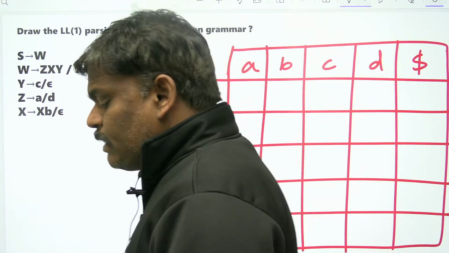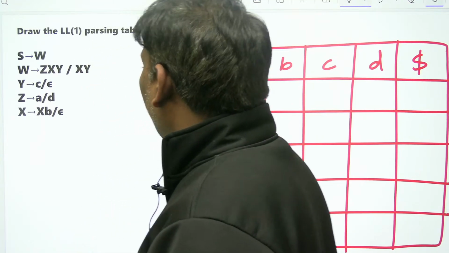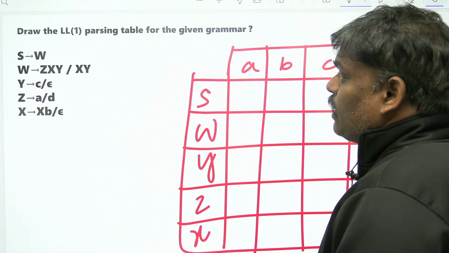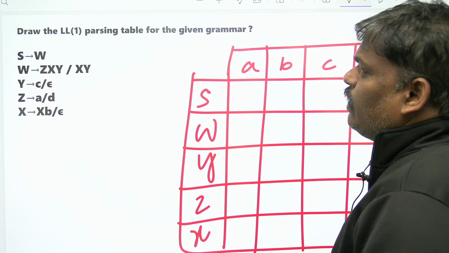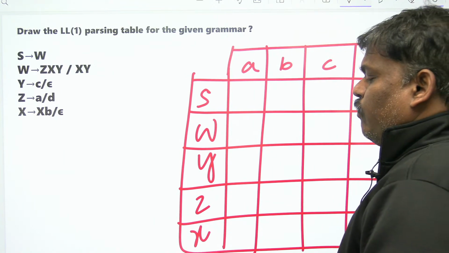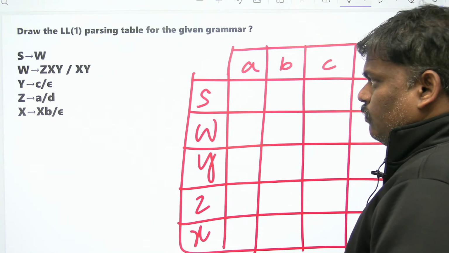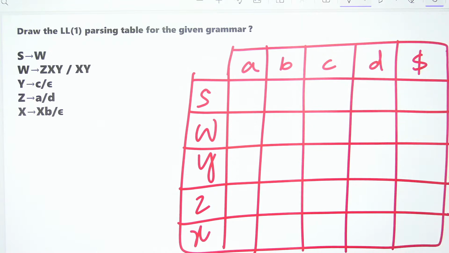Indirectly or directly, in the GATE examination, LL1 parsing table construction, checking whether the given grammar is LL1 or not, and finding first and follow will come. So please be careful. Let's start.